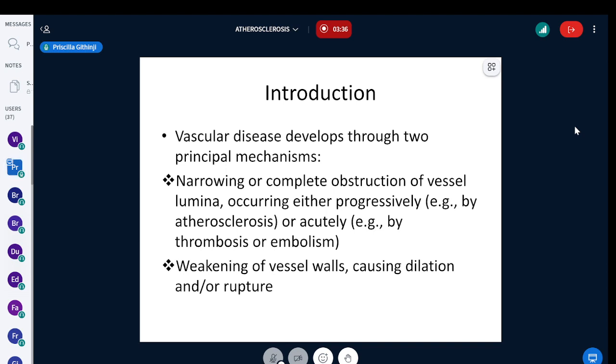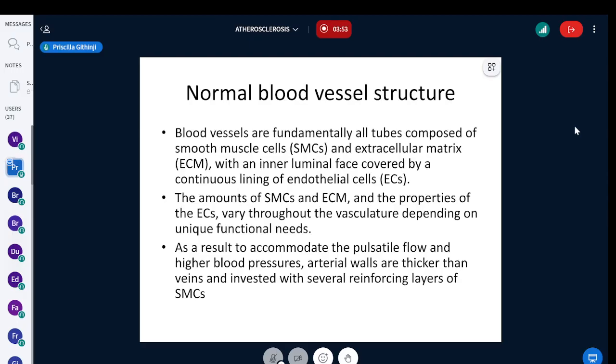The other mechanism is weakening of blood vessels, and this usually results in either dilatation or rupture of these blood vessels. But for the purposes of this lecture, we shall not go into dilatation and rupture. We're going to discuss narrowing.